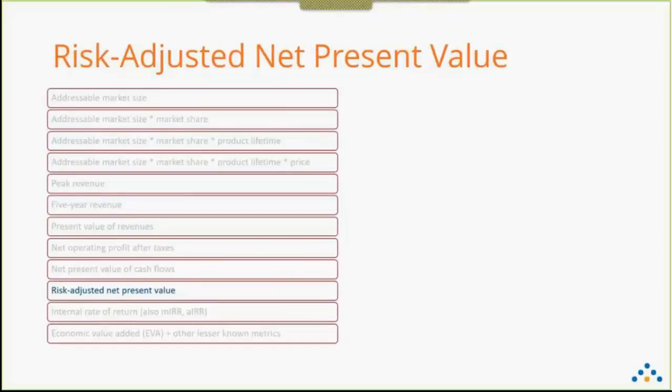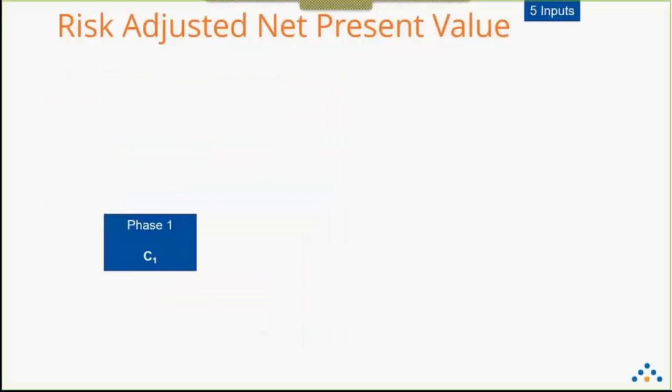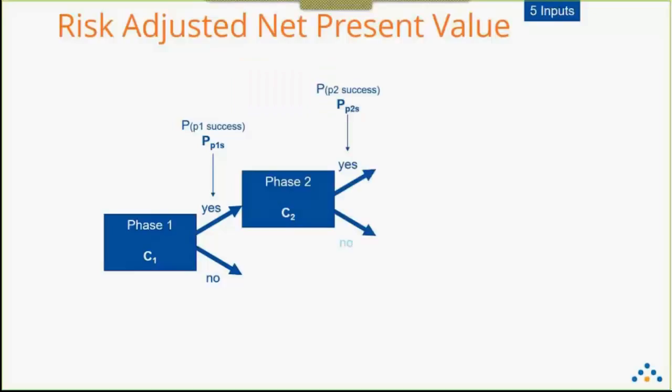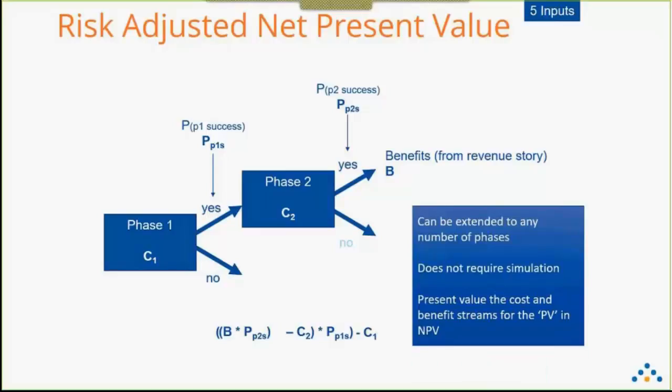So risk-adjusted net present value is often also used. In this case, we'll have an initial phase of development with a cost, and we may successfully transition to the second or future subsequent phases, and eventually get to a set of benefits that we accrue. And so we'll always incur that first cost of phase one, C sub 1, but then C sub 2 and subsequent phases will be incurred only if we successfully finish prior phases. And then the benefits are a function of successfully getting to the benefits portion of our life cycle. So this can be extended, obviously, to multiple phases, and there's no simulation that's going on here, even though we're looking at the probabilities of success by phase. And you can also present value the cost and benefit streams to create a risk-adjusted net present value here.